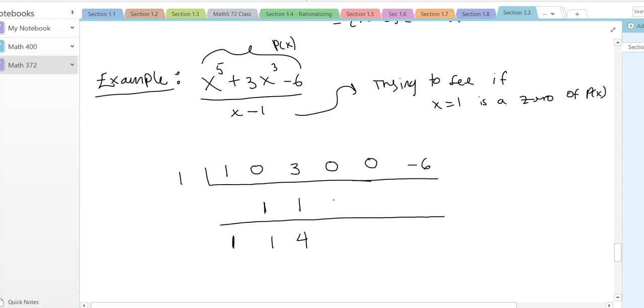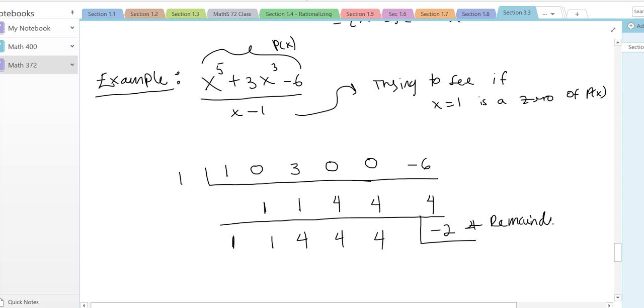4 times 1 is 4. And we add. So I get 4. 4 times 1 is 4 again. So I get 0 plus 4 is 4. 4 times 1 is 4. And negative 6 plus 4 is negative 2. So this is my remainder.